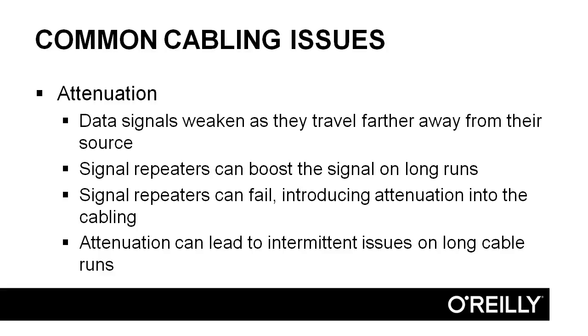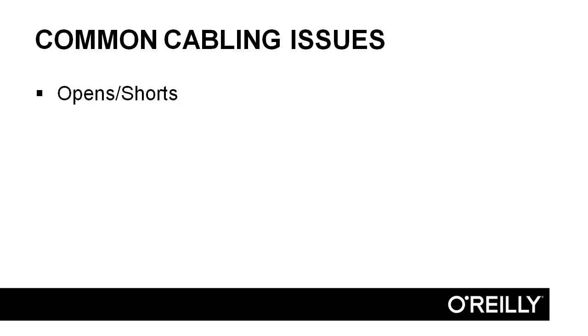Attenuation, even if you don't have repeaters, can lead to intermittent issues on long cable runs. Let's say you've got a cable that's near its maximum length. It's working fine, and it gets damaged slightly. Somebody runs over it with something, or something else gets laid next to it, and suddenly that attenuation really becomes expensive and you start to have problems.